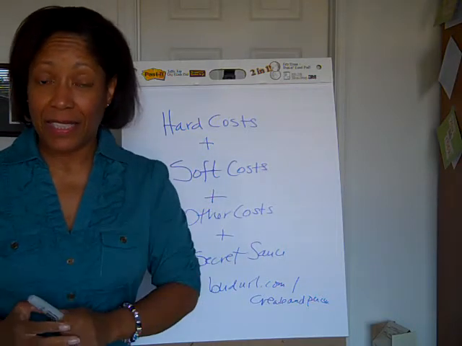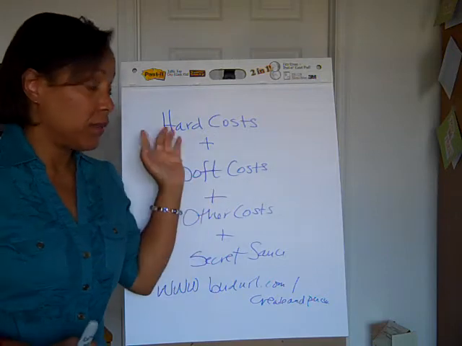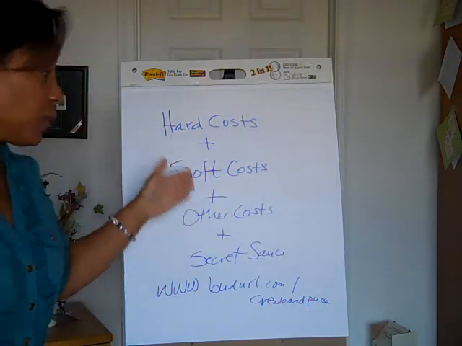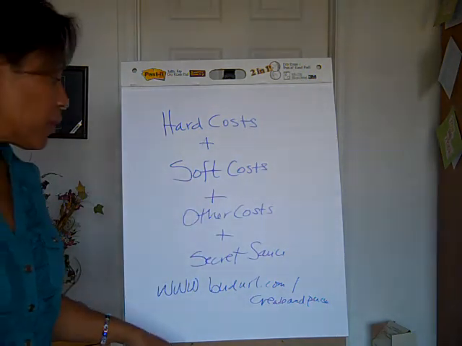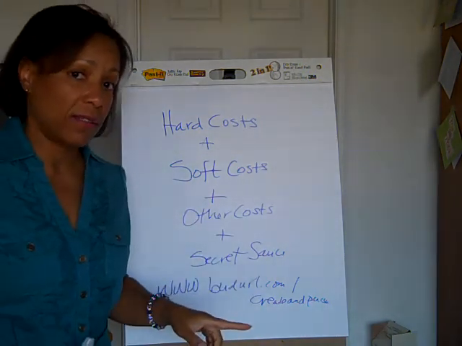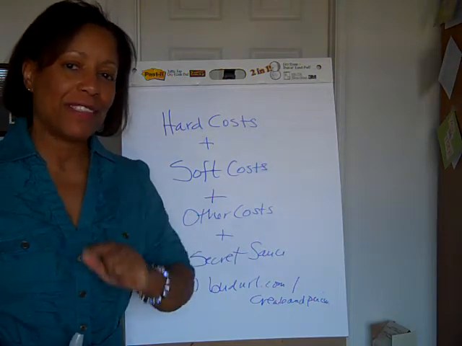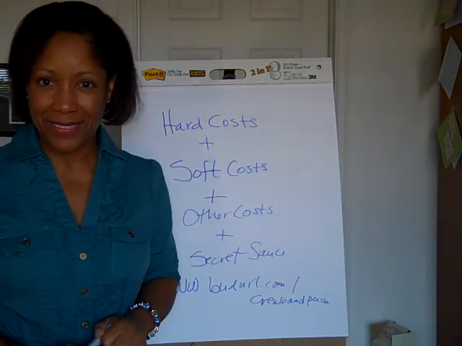Now, having said that, let's go back very quickly to this, and I just want to make sure you got these points. You want to know your hard costs, you want to know your soft costs, you want to know the other costs, and your secret sauce as your now secret private pricing strategy for your business.